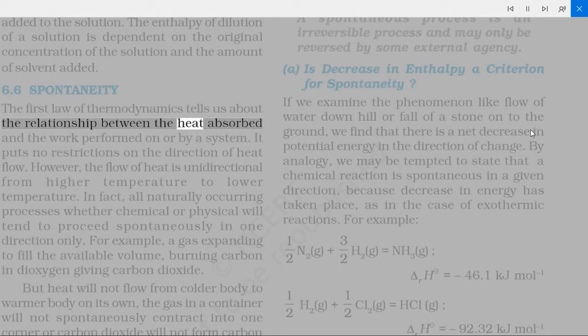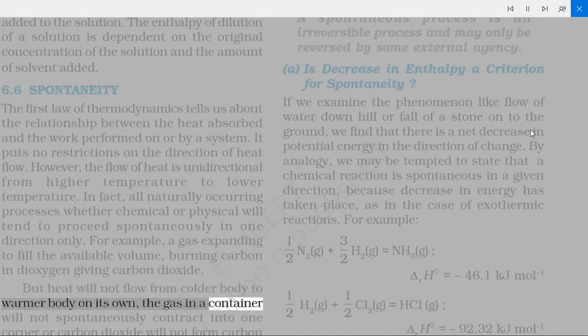work performed on or by a system. It puts no restrictions on the direction of heat flow. However, the flow of heat is unidirectional from higher temperature to lower temperature. In fact, all naturally occurring processes, whether chemical or physical, will tend to proceed spontaneously in one direction only. For example, a gas expanding to fill the available volume, burning carbon in dioxygen giving carbon dioxide. But heat will not flow from colder body to warmer body on its own.